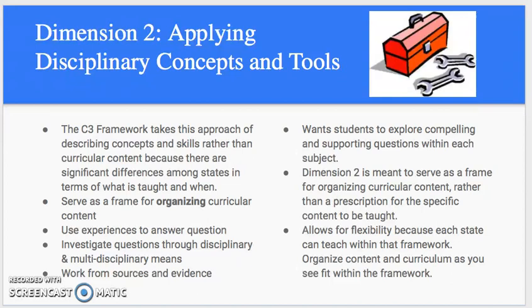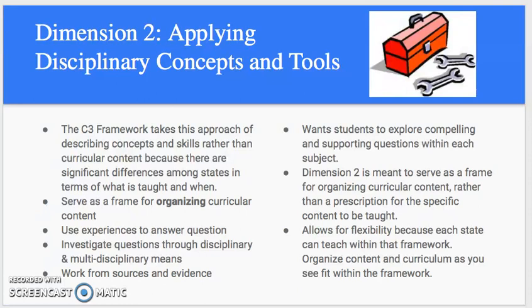Another key point is that they are going to investigate questions through disciplinary and multidisciplinary means. They will use primary and secondary sources to have evidence when answering a question or supporting a claim. The framework would like students to ask compelling and supporting questions, which we already talked about in Dimension 1, in each of their subjects, not just history, but other subjects as well.